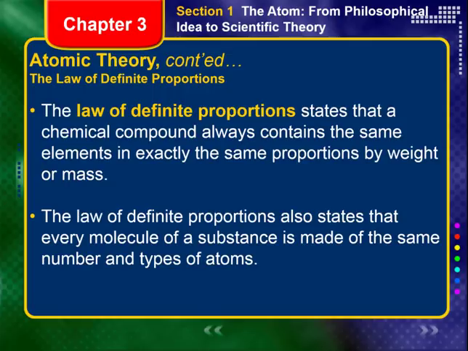The law of definite proportions also states that every molecule in a substance is made of the same number and types of atoms. So the example that we're going to use throughout this section, or especially when talking about this idea, is that table salt, sodium chloride, is always made up of one atom of chlorine and one atom of sodium. That's what we call it, sodium chloride. But anytime you're dealing with sodium chloride, table salt, it's always one atom of sodium and one atom of chlorine. And if you're dealing with something that has anything but one atom of chlorine and one atom of sodium in anything additionally, it's not table salt. It's not sodium chloride. It's something else, because sodium chloride is defined by this proportion, one sodium, one chlorine.